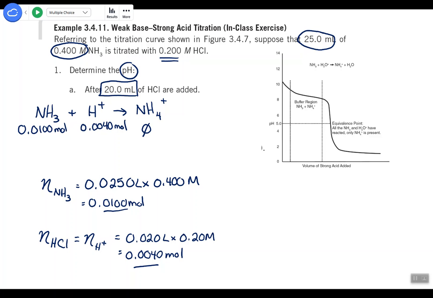It's a 1-to-1 ratio in my stoichiometry of this balanced equation. So I can see that the hydrochloric acid, or H+, is my limiting reagent. So it will completely react until I have none left. I'll lose that same amount of my weak base because it's a 1-to-1 molar ratio. And it's a 1-to-1 molar ratio to produce the NH4+, so I will produce that same number of moles of my conjugate acid.